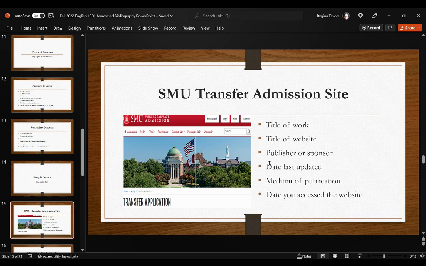It's that page you land on. When you type in smu.edu, that's their home page, which is considered a landing page. But when you're trying to take the information to format for MLA, it is the page that you finally land on that will become your title of work. So let's look at an example.